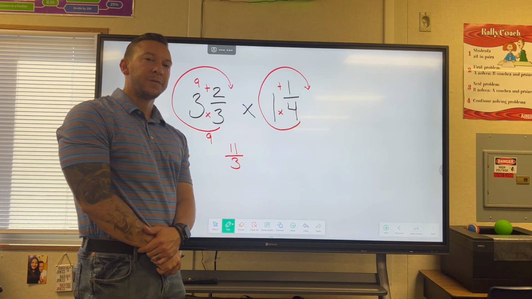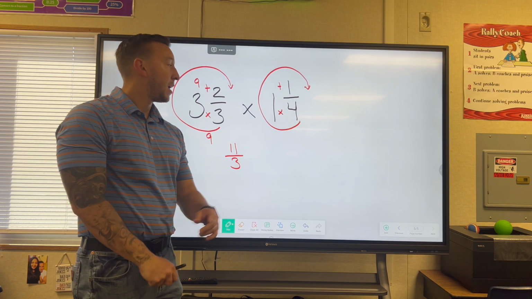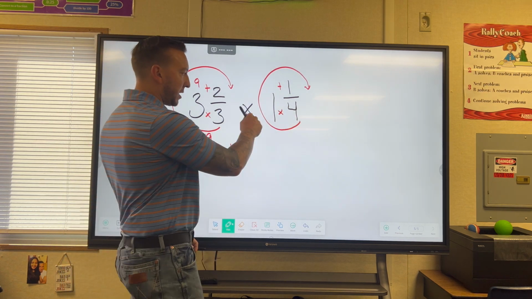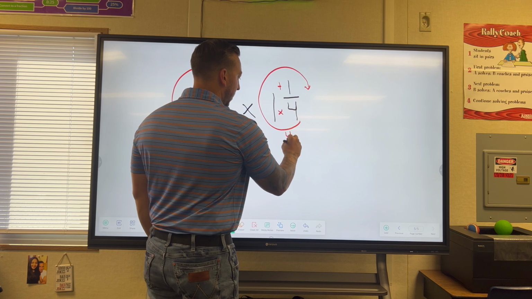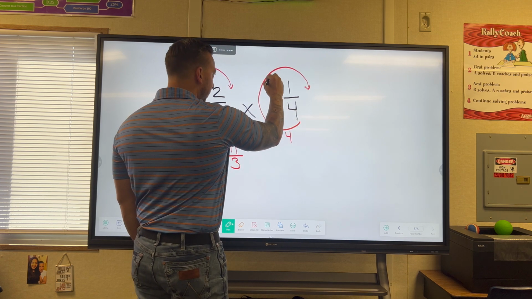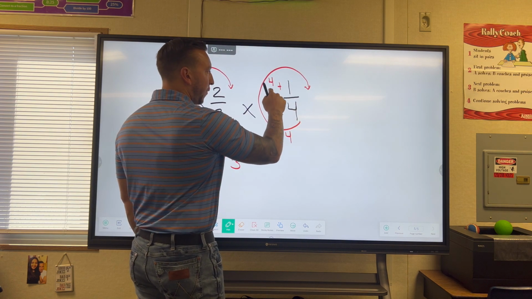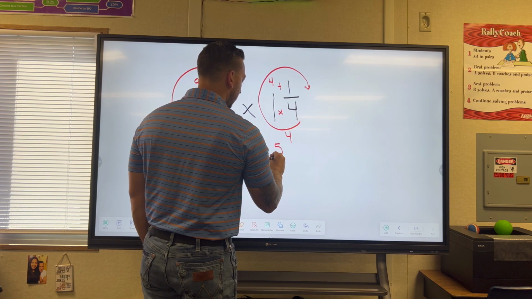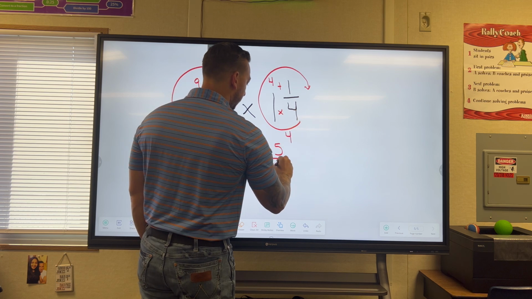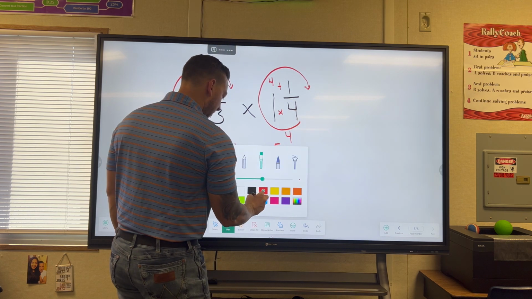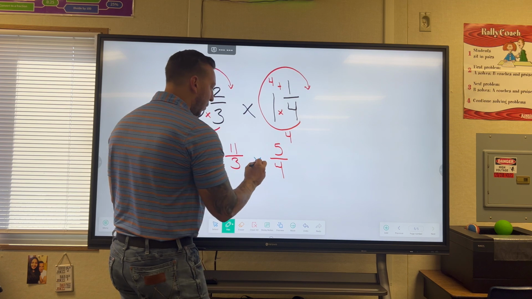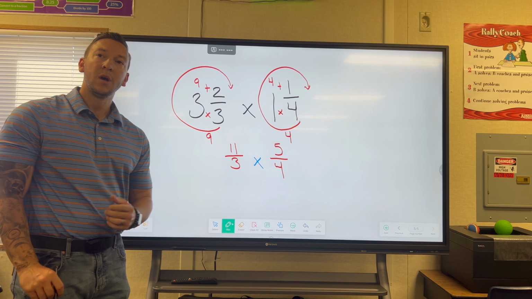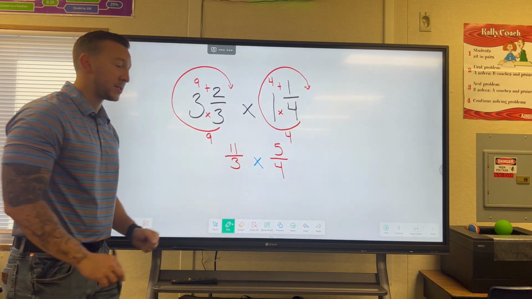Let's see what this one is. What's my first move? If you said denominator times the whole number, you'd be correct. 4 times 1 is 4. Goes up. Add the numerator. 4 plus 1 is 5. Denominator stays the same. Now we have turned these into improper fractions. We can go on to step 2, which is multiply straight across.